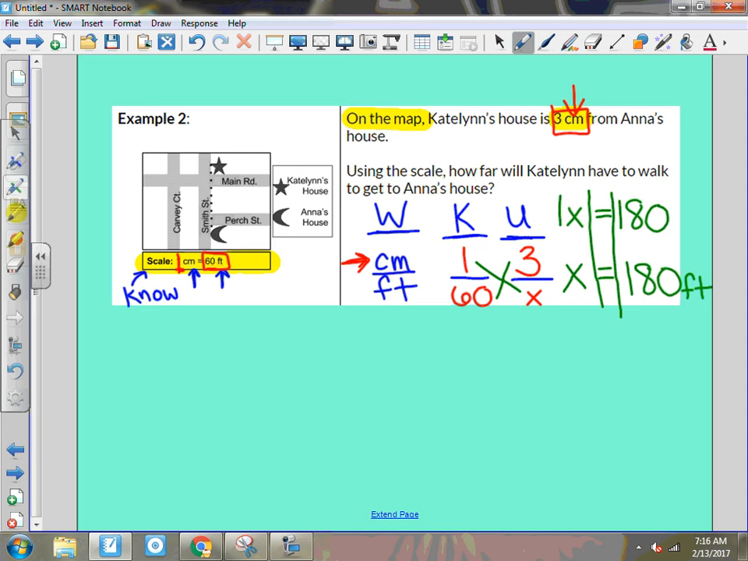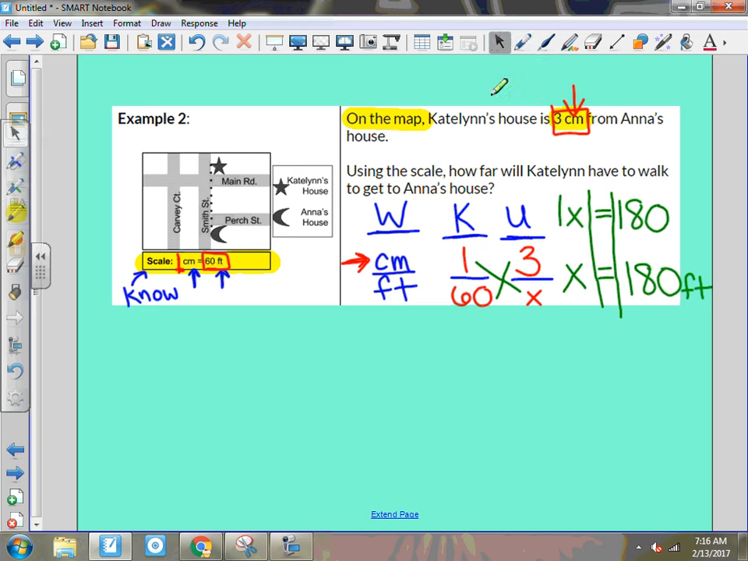So I can use my WKU to help me set up my problem, but I've still got to know how to cross multiply and how to solve that equation to figure out the actual answer to the problem. WKU is not the answer, it's just a tool to help us get there.